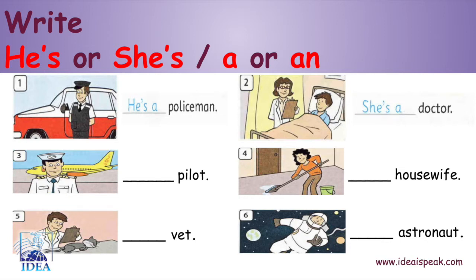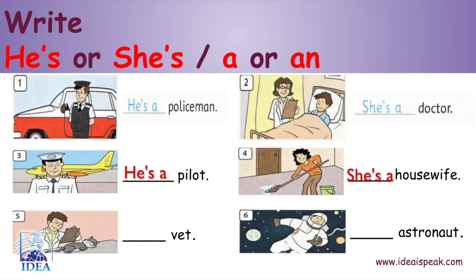Picture number 3, we see a pilot. Is it a man or a woman? Yes, it's a man, so we say he's a pilot. Picture number 4, we see a lady, so we say she's a housewife.